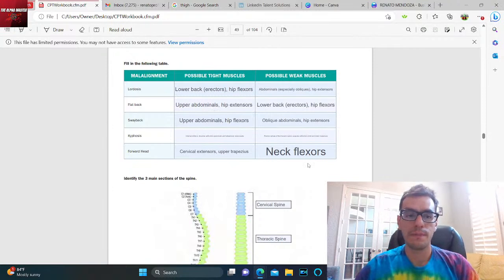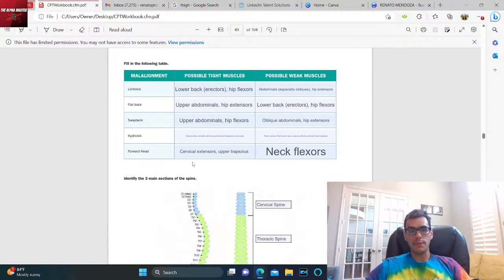I'm not sure if it's going to be on the test though. Lordosis, flat back, sway back, kyphosis, and forward head.